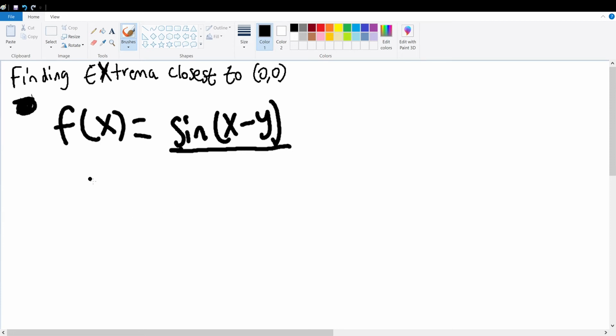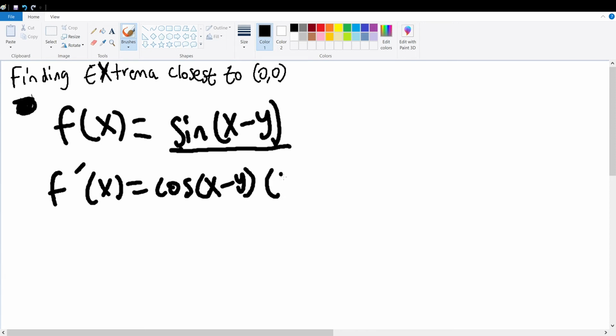Well, we first of all need to take the derivative, so f prime of x is cosine x minus y, and when you take it with respect to x it will be 1 minus y prime. So that is the derivative first. So we first take the derivative with respect to x, right?